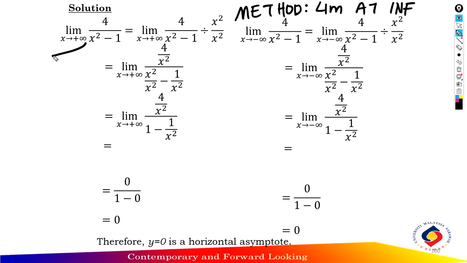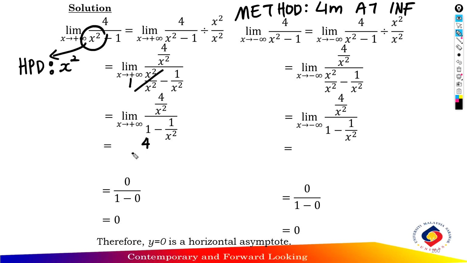So the highest power of the denominator here equals x squared. Okay, and here 4 divided by x squared, and the denominator here divided by x squared. So x squared over x squared here equals 1, and minus 1 over x squared. So here you substitute infinity into the function.